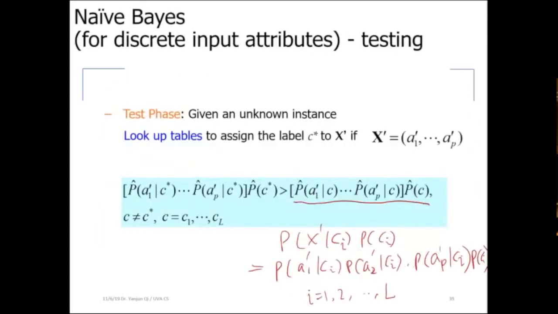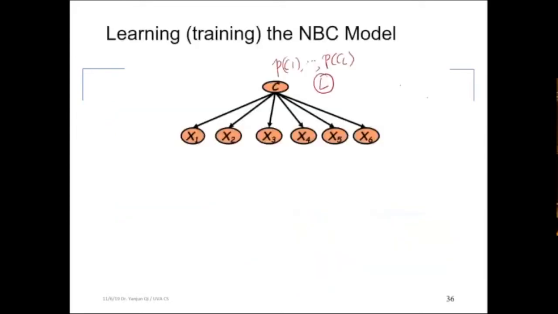And then during the testing phase, what do you do? There's an input X, and then you just calculate P(A1 | Ci), P(A2 | Ci), until P(AP | Ci). You multiply those things you got from the lookup table and times the P(Ci), and this will give C1 until CL numbers. Whoever gives me the largest of these numbers is the predicted class label, C star.